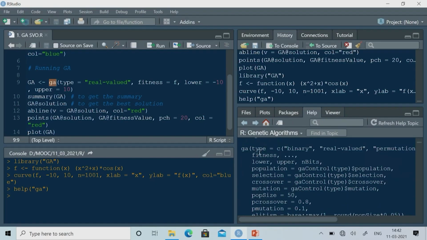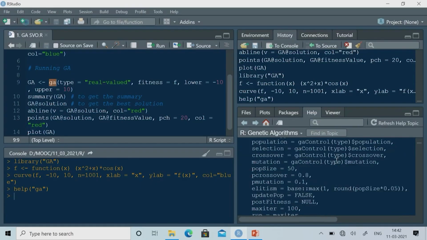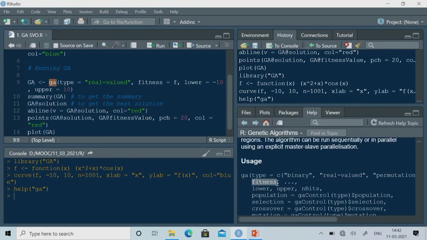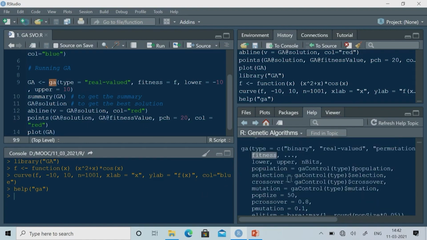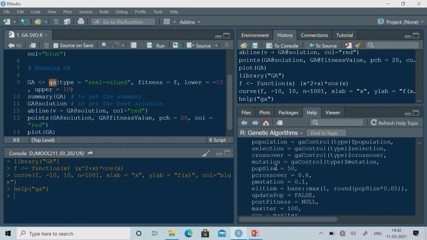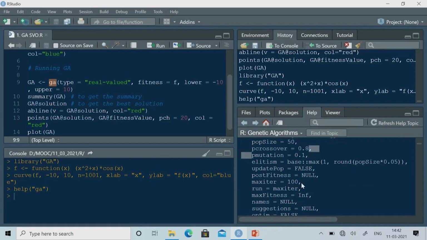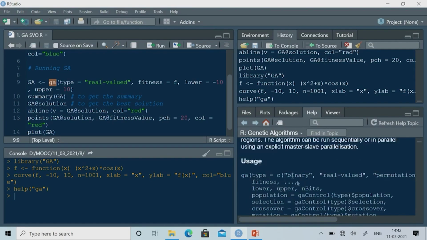What you have to do is define some parameters here. You have to define whether you want to use binary coded or real coded, and similarly some control parameters. Then you have to define the fitness value; in this case the fitness function is my f. Then you can define the other parameters: population size, crossover probability, mutation probability, elitism. If you are not defining them, then the default values will be taken.